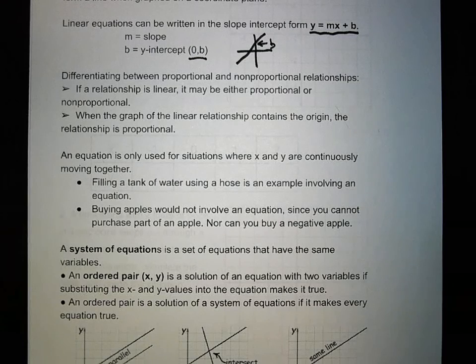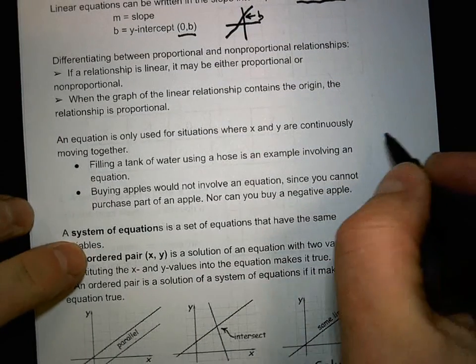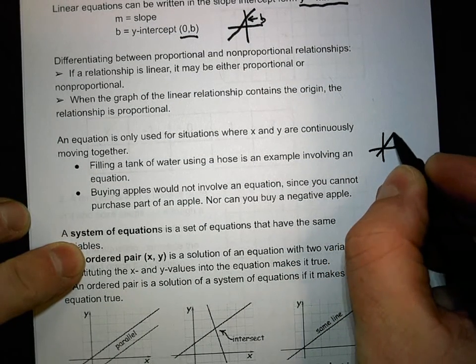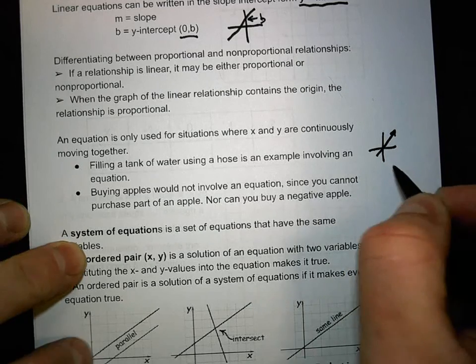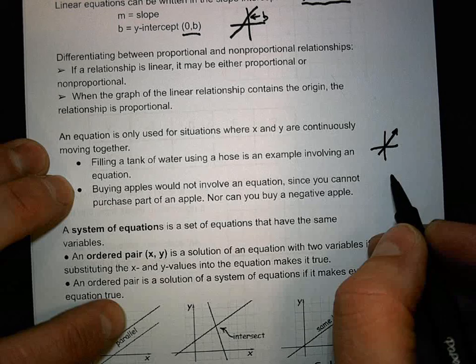Now, let's talk about equations versus discrete numbers. If you fill a tank of water with a hose, it starts at 0 and it rises, right? It is continuous. The hose is pouring in water. If you stop the hose at half a minute, did it still put water in there up to half a minute? Yes.